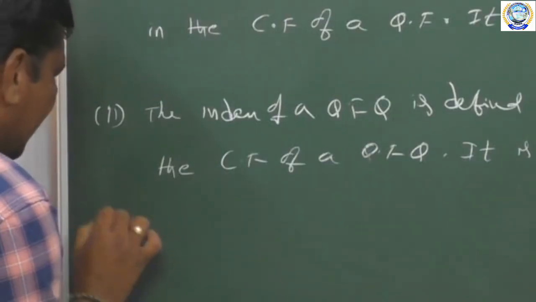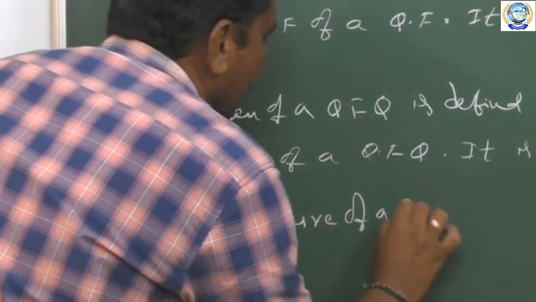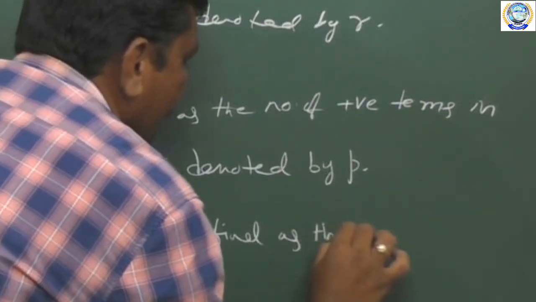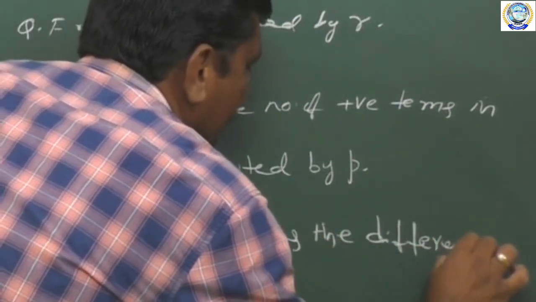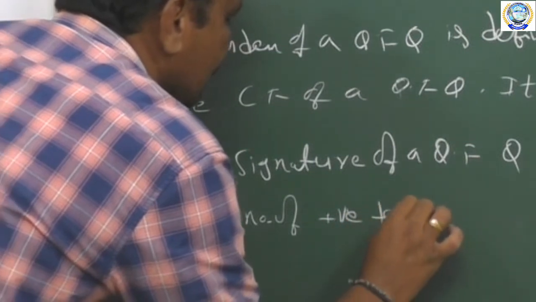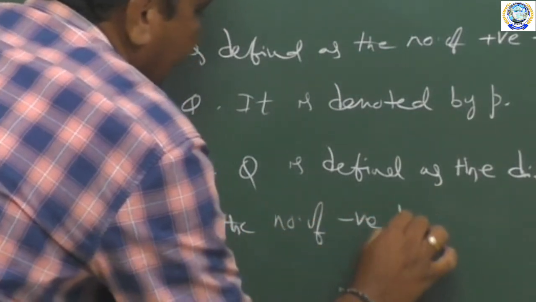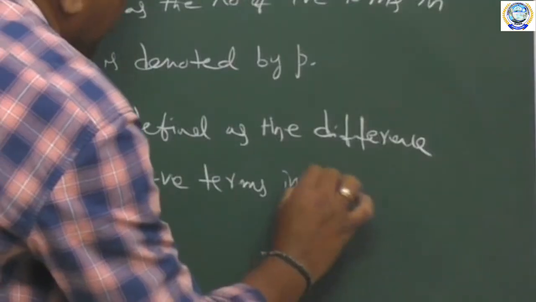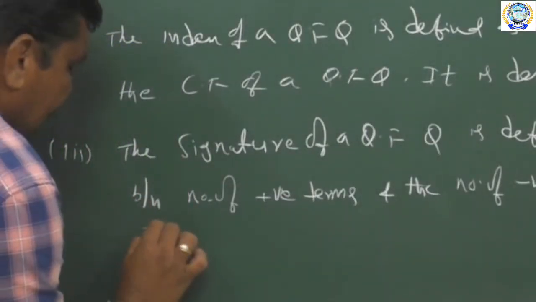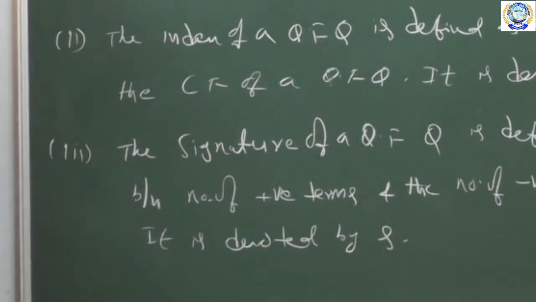Next, to define the signature of a quadratic form, the signature of a quadratic form Q is defined as the difference between the number of positive terms and the number of negative terms in the canonical form of given quadratic form Q, and the signature of a quadratic form is denoted by small s.